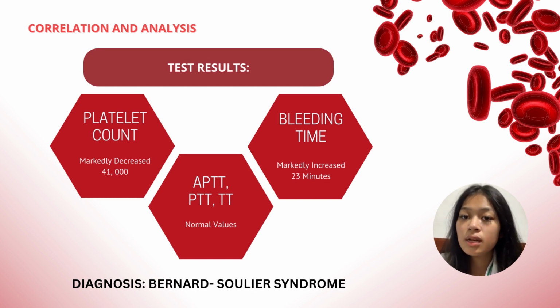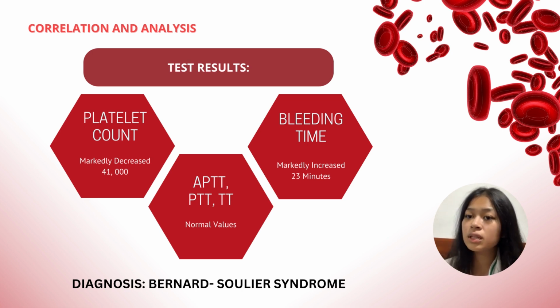So as you can see here, for the test results, we have a decreased platelet count, a prolonged bleeding time, and a normal result for APTT, PT, and thrombin time. So first, we discussed the decreased platelet count. The markedly decreased platelet count observed in the patient is consistent with BSS. Bernard-Soulier syndrome is characterized by low platelet counts or thrombocytopenia due to the presence of abnormally large platelets that have impaired function.